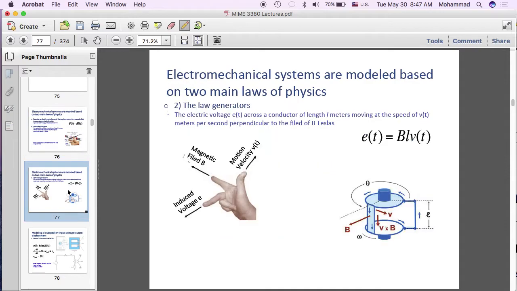And the counterpart law, which is the law of generators, told you if you have a wire that is, again, in a magnetic field, but this time the wire actually moves.